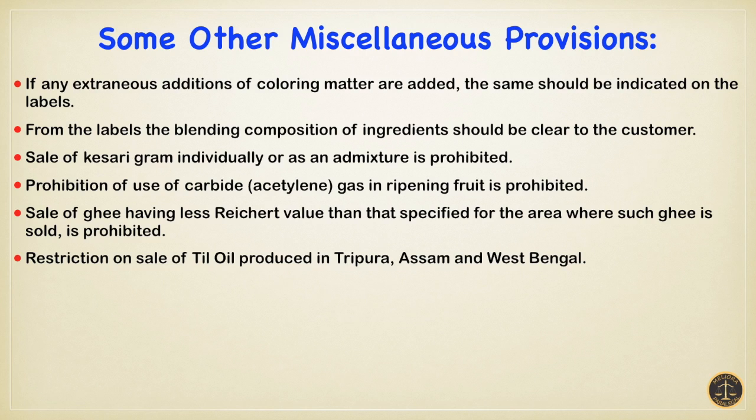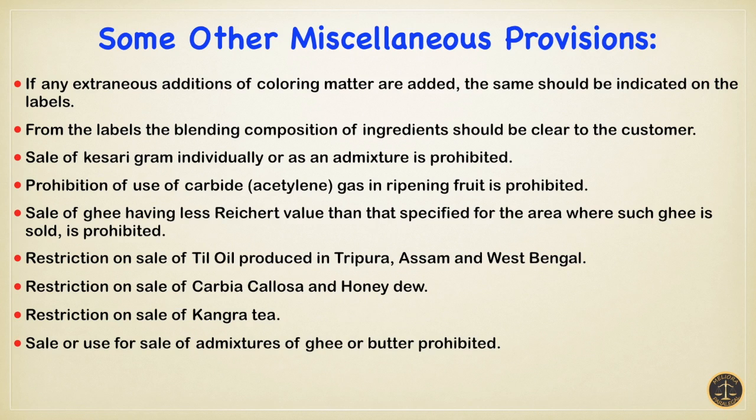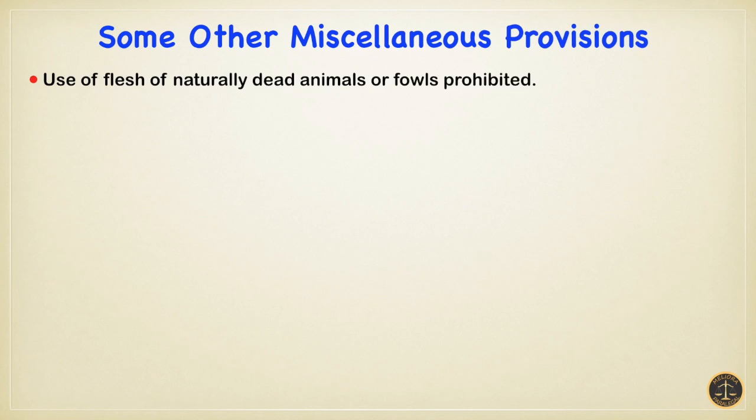Restrictions on sale of til oil produced in Tripura, Assam and West Bengal. Restriction on sale of Carbia callosa and honeydew. Restriction on sale of Kangra tea. Sale or use for sale of admixtures of ghee or butter is prohibited. Restriction on use and sale of artificial sweeteners. Use of flesh of naturally dead animals or fowls is prohibited.